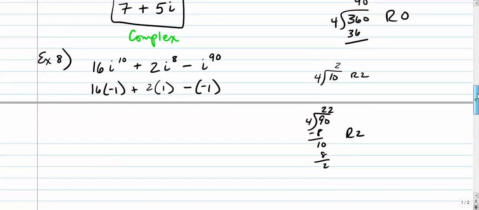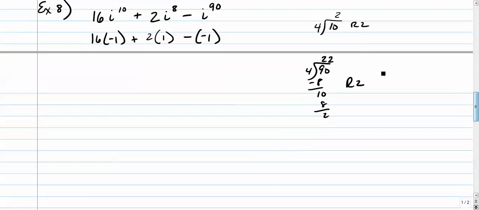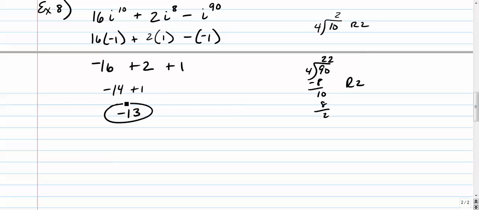Let's go back up there and check, make sure I didn't make any mistakes. i to the second power is negative 1. Yeah, that makes sense. Alright, so this is negative 16 plus 2 plus 1. Negative 16 plus 2, that's actually negative 14, plus 1, which is negative 13. So example 8 simplifies all the way down to negative 13, believe it or not.